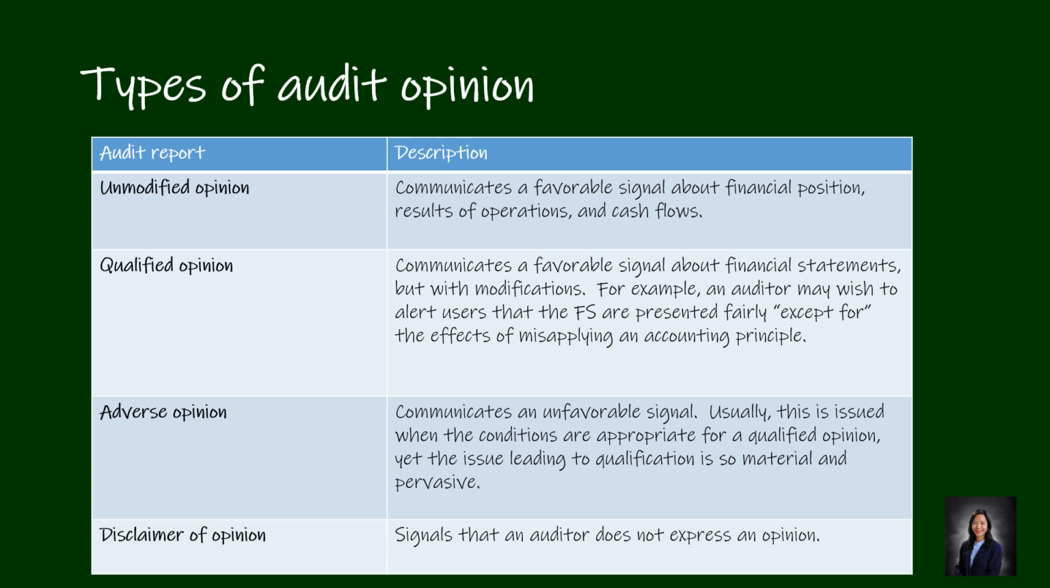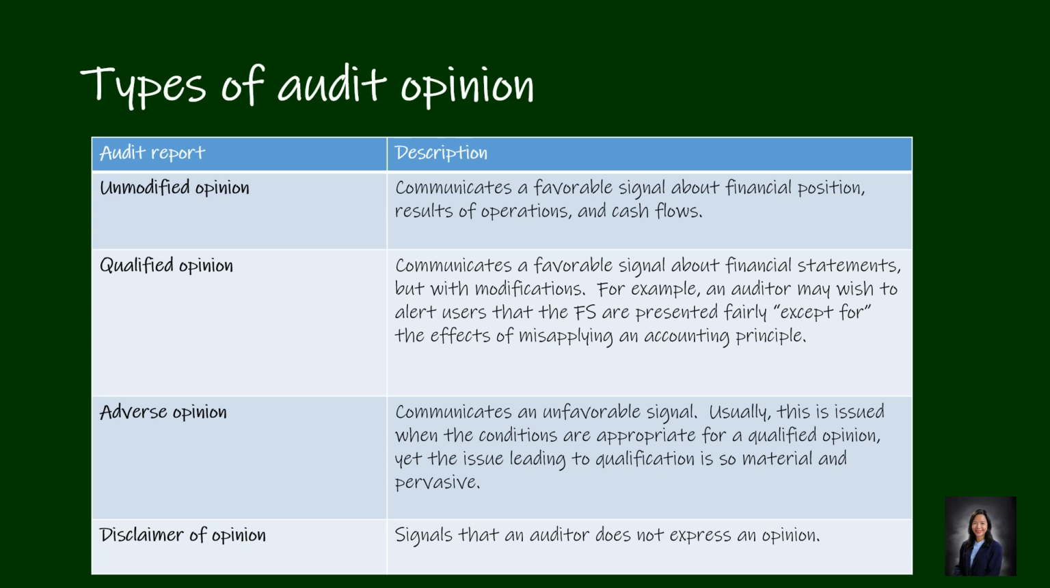A qualified opinion, on the other hand, communicates a favorable signal but with modifications. For example, you may wish to alert users that the FS are presented fairly except for the effects of certain accounting principles, such as, for example, except for accounting for foreign exchange transactions. Okay, so in other words, the FS is still okay, it is fairly presented except for. But this exception is not enough to overshadow the entire financial statements.